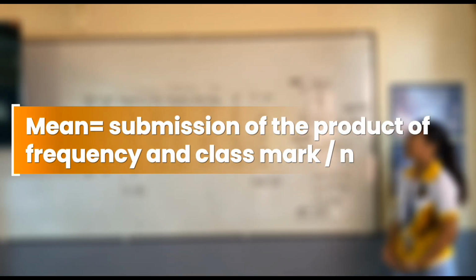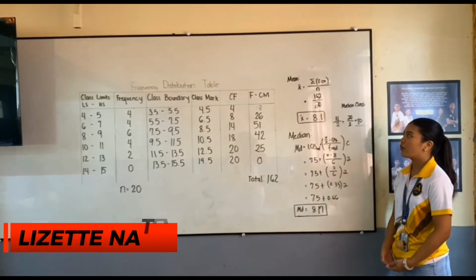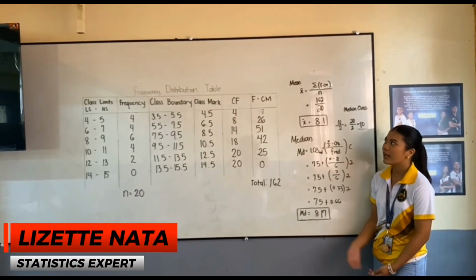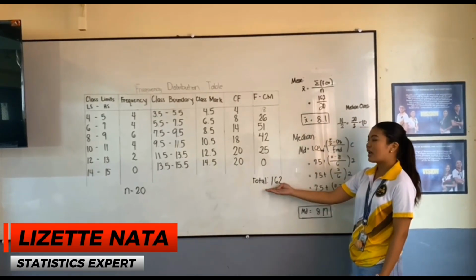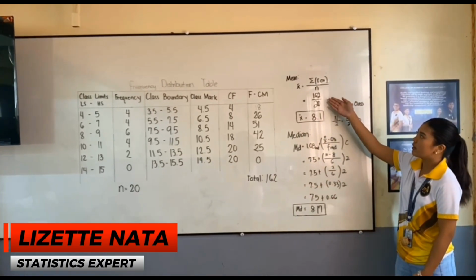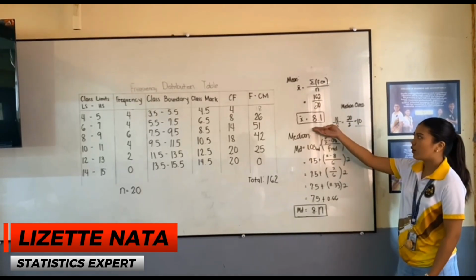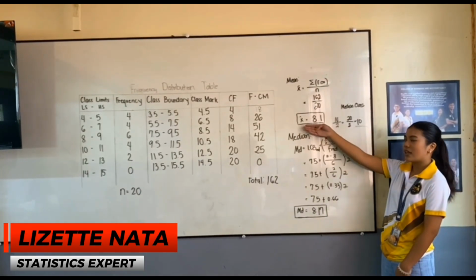For the mean, it equals the summation of the product of the frequency and the class mark over the n, or the total number of data. In solving the summation of the product of the frequency and the class mark, we already have here the data, which is total 162. 162 divided by 20, which is the total number of data, is equals to 8.1. So our mean is 8.1.